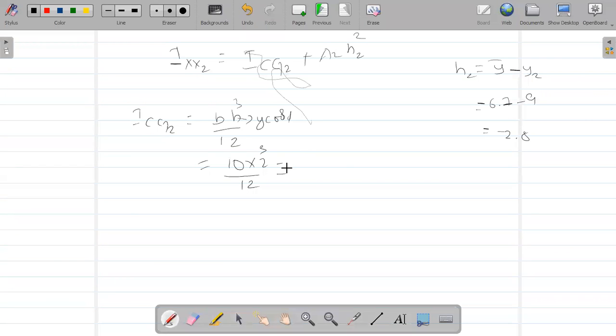So this you are going to get as 6.66 centimeter to the power of 4. Now you have to calculate A2H2 square. What is the A2 value? 20. What is the H2 value? Minus 2.8 whole square. So what will be the answer you'll get? 20 into minus 2.8, minus should be inside, minus 2.8 whole square. So what is the answer you're going to get?